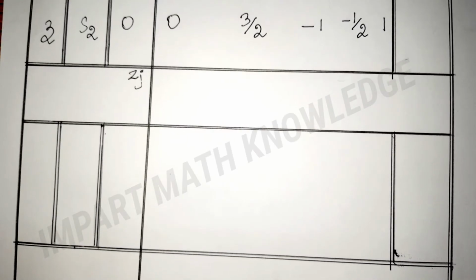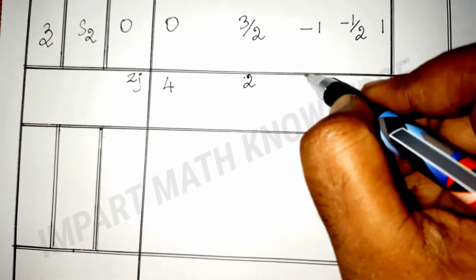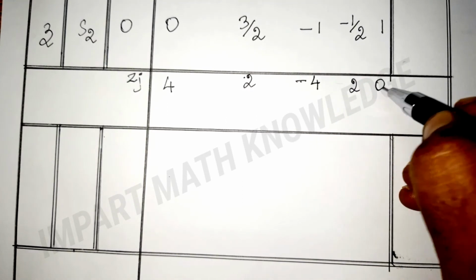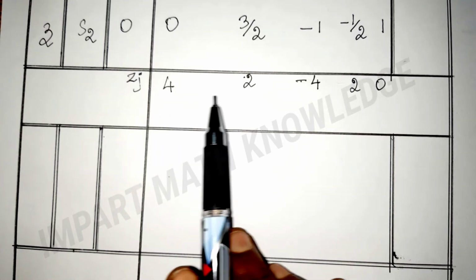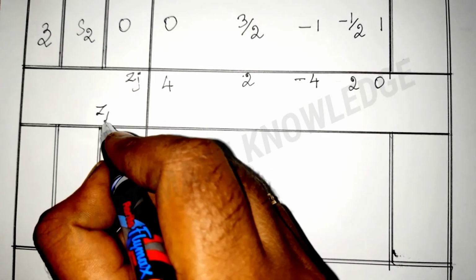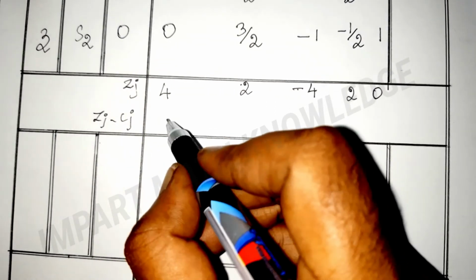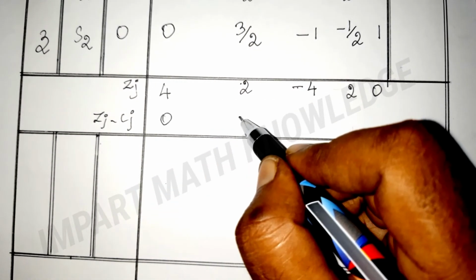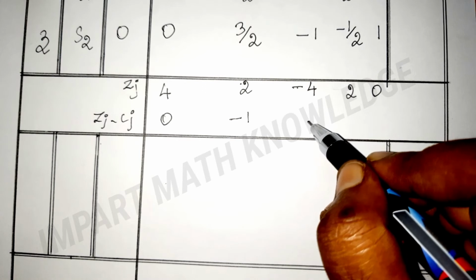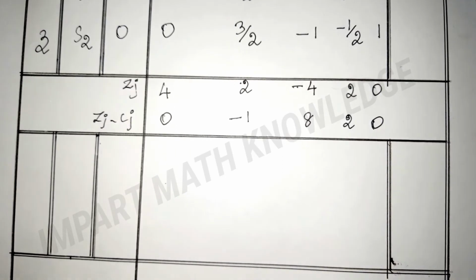Let me write all Zj values, that is 4, 2, minus 4, 2 and 0. Zj values are 4, 2, minus 4, 2 and 0. Next Zj minus Cj. Zj is here, Cj is at the top, so we can subtract: 4 minus 4, 0, 2 minus 3 is minus 1, minus 4, minus of minus 12 is 8, 2 minus 0 is 2, 0 minus 0 is 0.